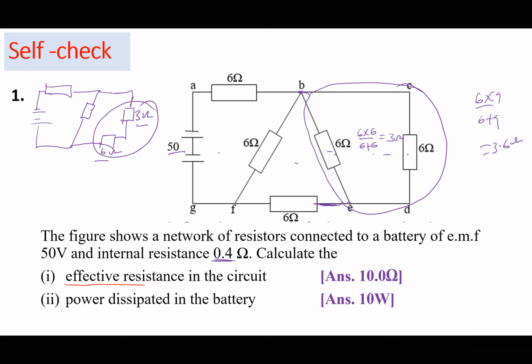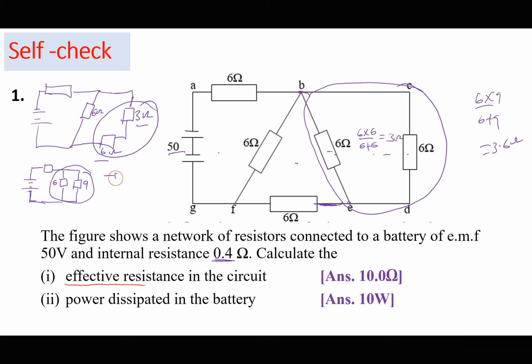So this and this are in series, which gives me 9. So again, 9 is in parallel with the 6 ohms. So that's why I said 6 times 9 over 6 plus 9. So I come up with another circuit. This is for amateurs, but you can still do it. So this is 9 and this is 6.